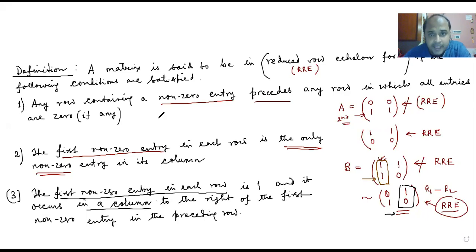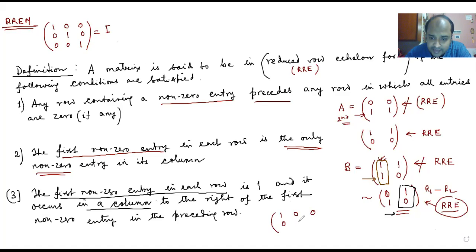The best example of a reduced row echelon matrix is the identity matrix: 1 0 0, 0 1 0, 0 0 1. This is not only applicable to square matrices, it is also applicable to rectangular matrices. So for example, if I take a matrix like this, then also it is in RRE form.